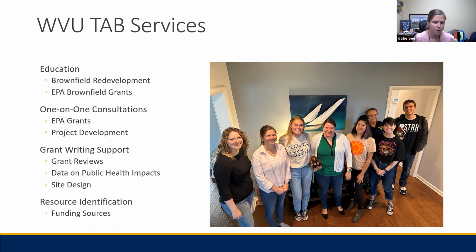Also, we do have on our team as part of our services design and visioning. So once you've received a grant and you're learning about the tools that you can use with your assessment grant funding, we have the ability with our partner here at WVU to help you go through the visioning process with your community and come up with some plans and renderings to help bring your goal and your vision for your community to life.